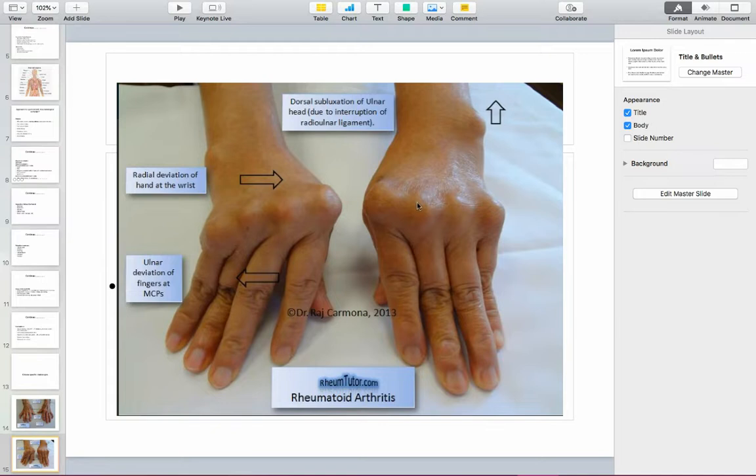People will also have prominent knuckles or prominent MCPs, and that's again because of the laxity of the ligament. And they will start to have a radial deviation at the wrist level, but they will have ulnar deviation at the MCP joint. And these are some of the changes in rheumatoid arthritis. Alhamdulillah, because of the advances in medication and biological therapy, we don't see these changes anymore.